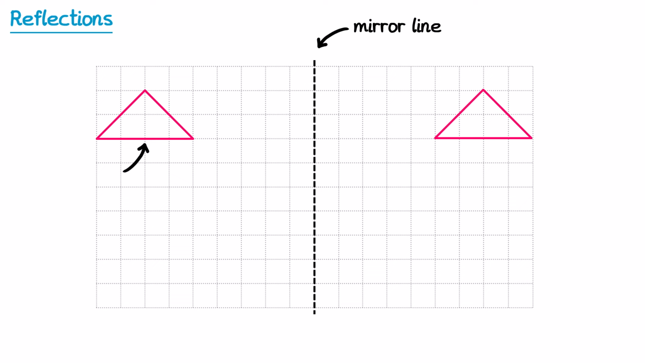The original shape is known as the object. This is the one that's going to be reflected. The one that has been reflected is known as the image.